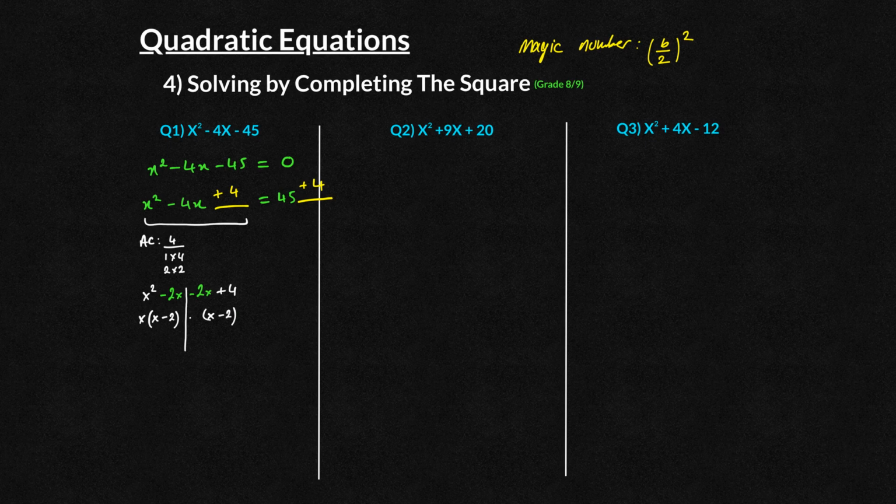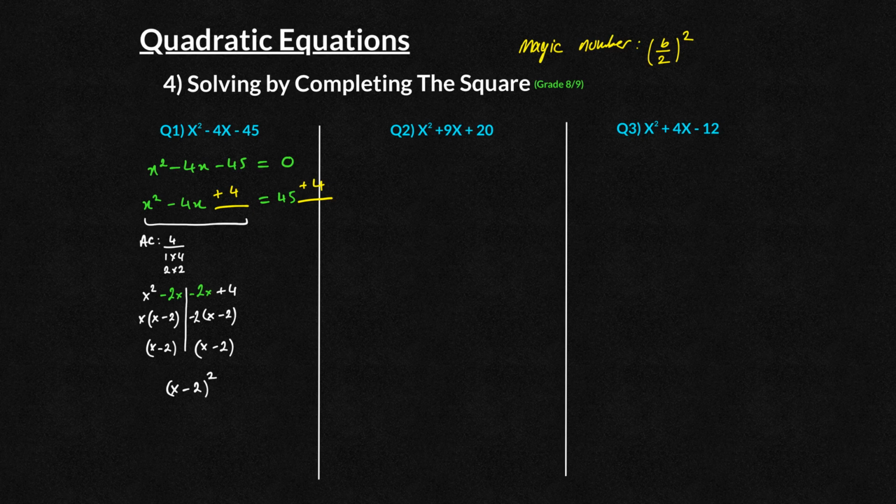Well, if we try negative 2 times x gives us negative 2x. Negative 2 times negative 2 will give us the positive 4. So if we copy the brackets down, we'll end up with x minus 2 and x minus 2. Now we can simplify that to make it x minus 2 squared.